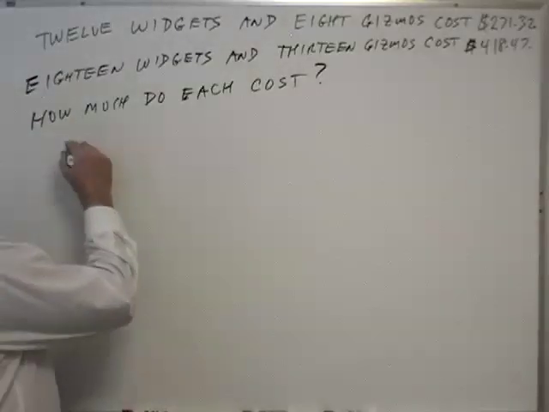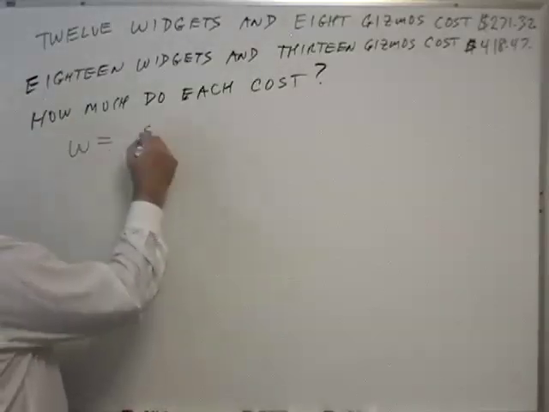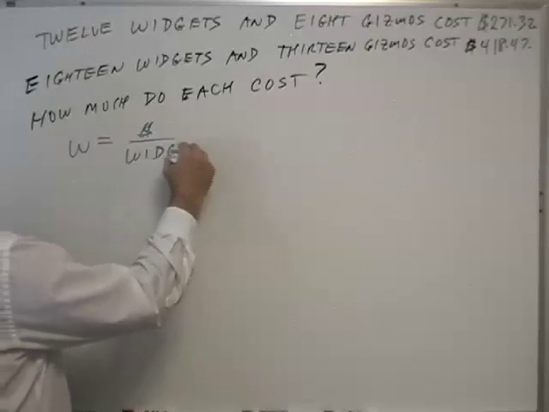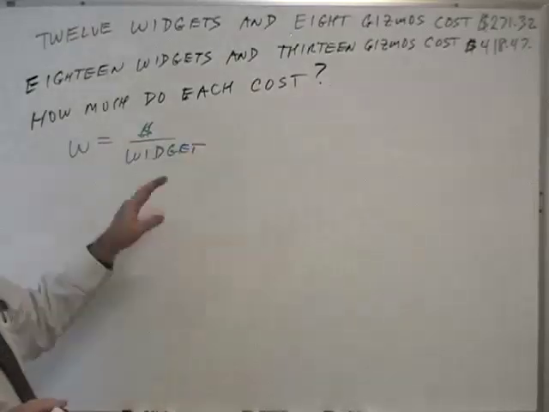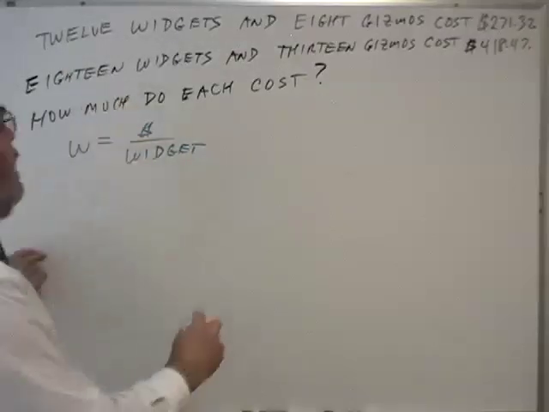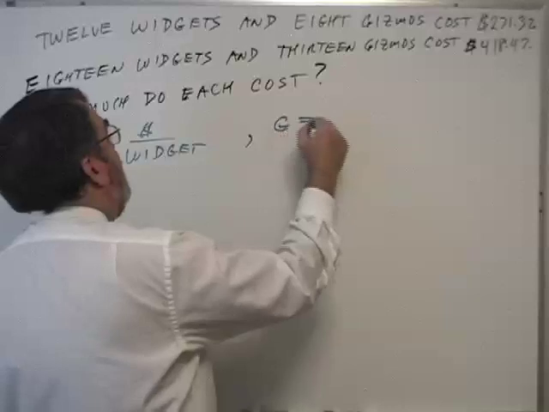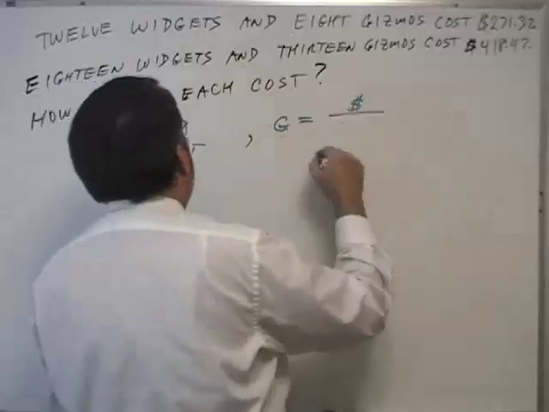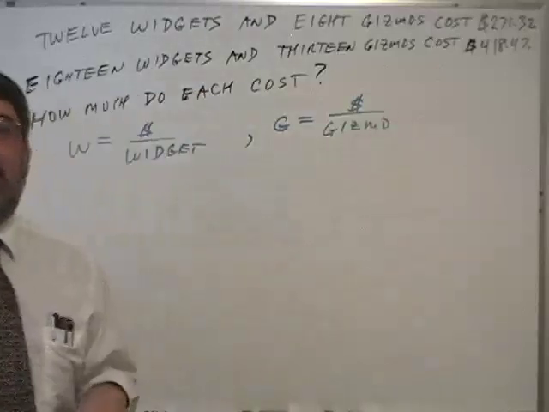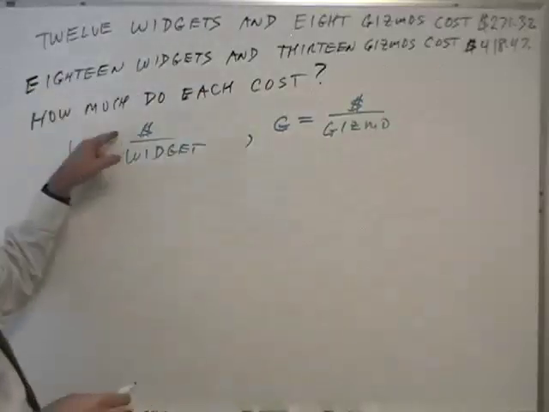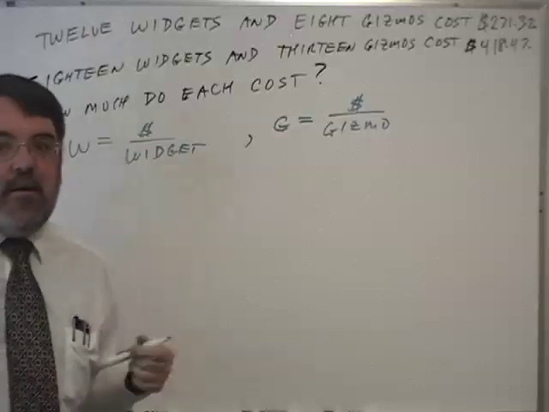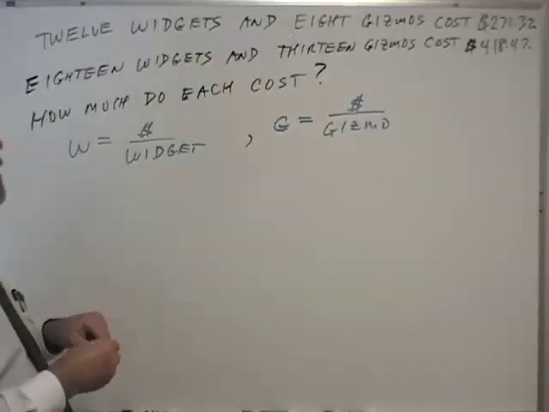W is the dollars per widget. In other words, that's the price, but price is measured in dollars per item. And let's let G equal the dollars per gizmo. Now I'm using the Latin word per, P-E-R, and it basically translates to a ratio or a rate, a fraction.